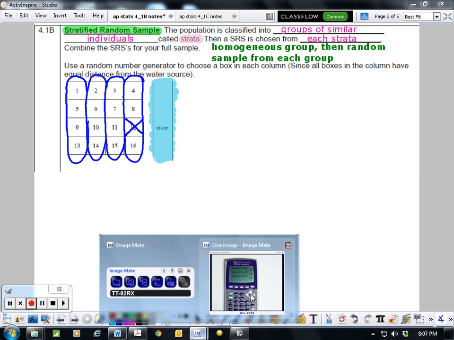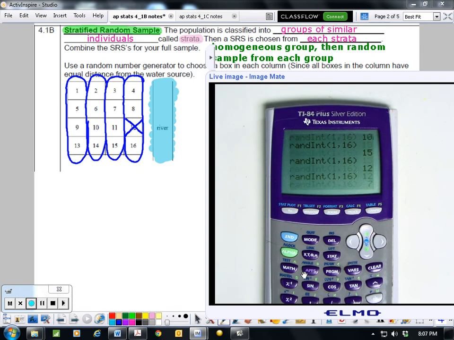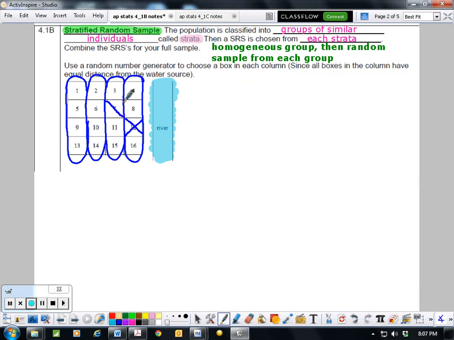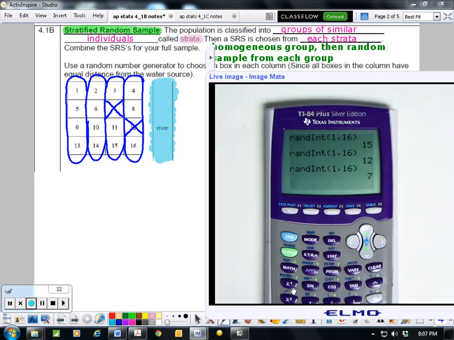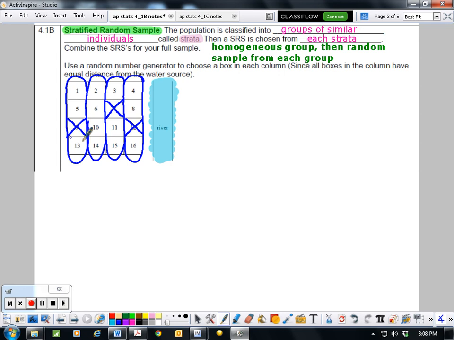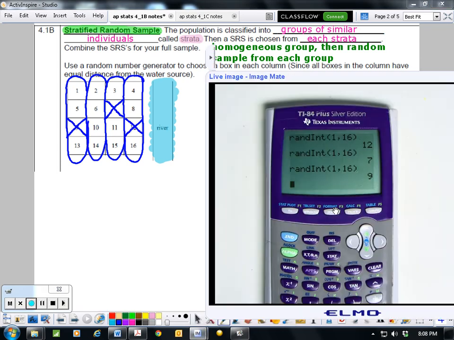So now I'm going to do another random integer, and I get 7. So I go back to my graph, and there's my 7. So now I've got 1 from that third column, no more from the third column. So now I'm going to pick another random number, and I have 9. And 9 is from the first column. So now I'm going to pick another random number, and it's 15. Well, 15 is from the third column, so I don't use it, and I move on.